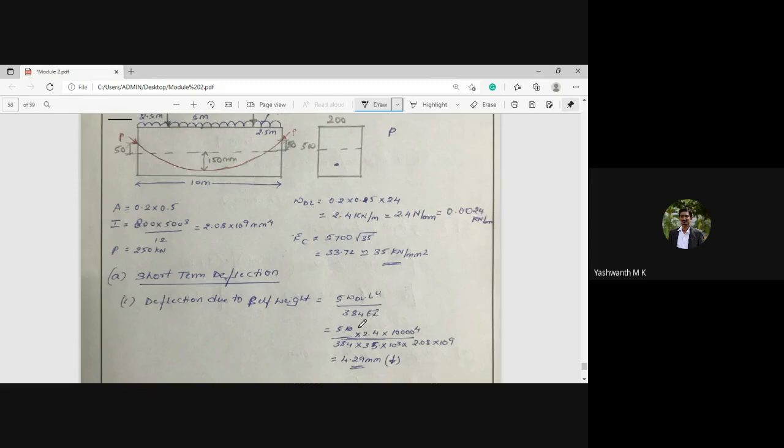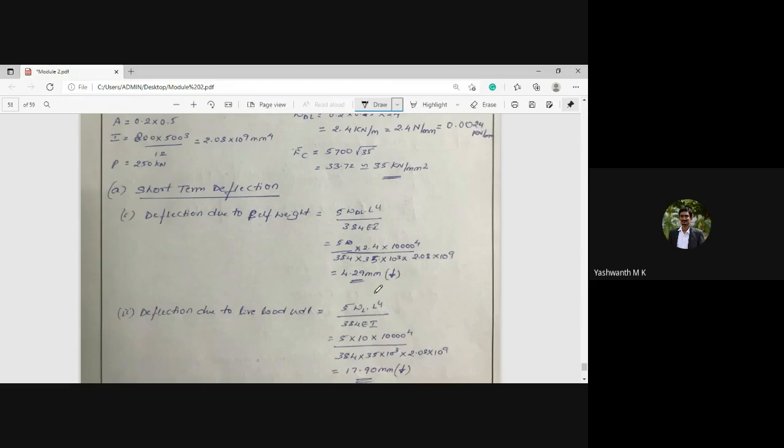So that is 5 into, I have substituted the W_DL in newton per millimeter, that is 2.4 newton per millimeter, multiplied by the length 10,000 to the power of 4 divided by 384 into the modulus of elasticity of concrete 35 into 10 to the power of 3 newton per millimeter square into 2.08 into 10 to the power of 9. The answer you are going to obtain is 4.29 millimeter. So this will be downward. That is deflection due to self weight, because this is the self weight acting on the beam.